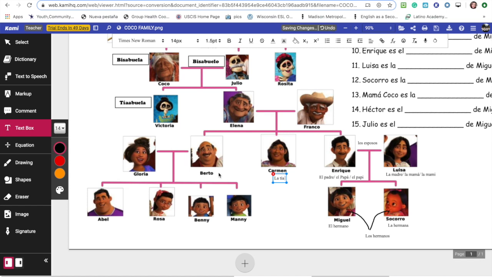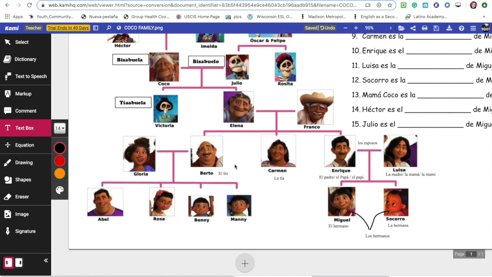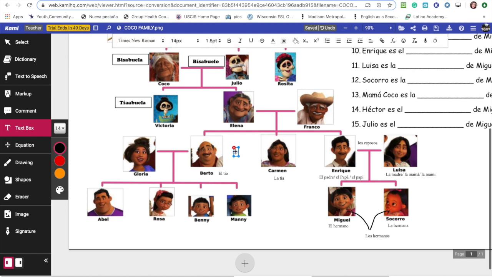So what will it be for Berto? Berto, so tía, aunt, tío, that will be uncle. It's el tío with an accent on the I. So la tía, el tío. So what are both? Uncle and aunt, so uncles, right? So that will be los tíos. Put the accent. So los tíos de Miguel, right? Carmen y Berto.